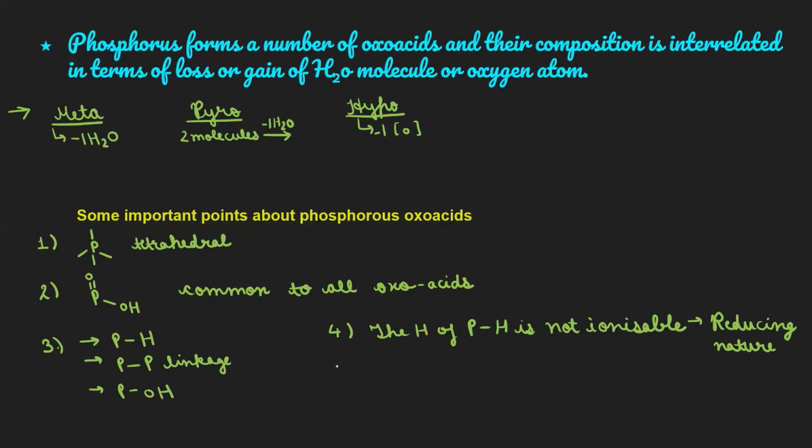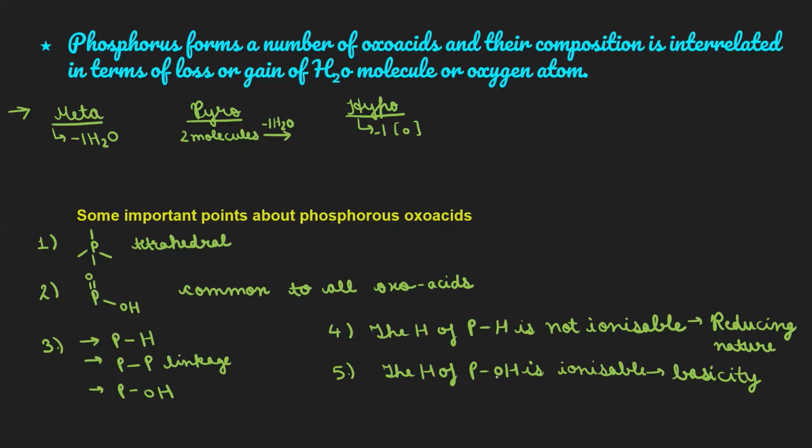Okay, now the hydrogen of the P-OH bond is ionizable. This is the ionizable hydrogen which is attached to oxygen. Okay, and this hydrogen is responsible for basicity. Okay, this hydrogen is responsible for basicity, and the oxoacid which has more P-OH bonds is more basic than the one with fewer P-OH bonds.